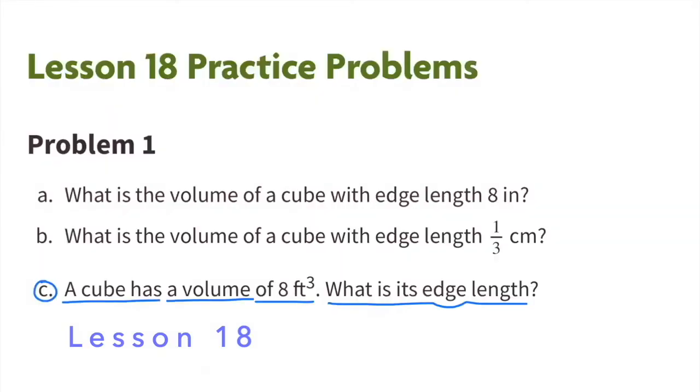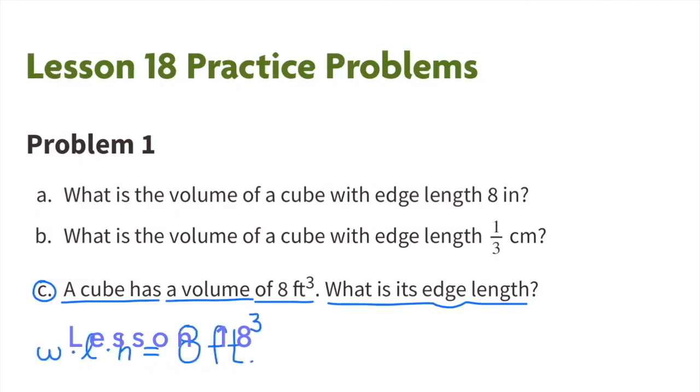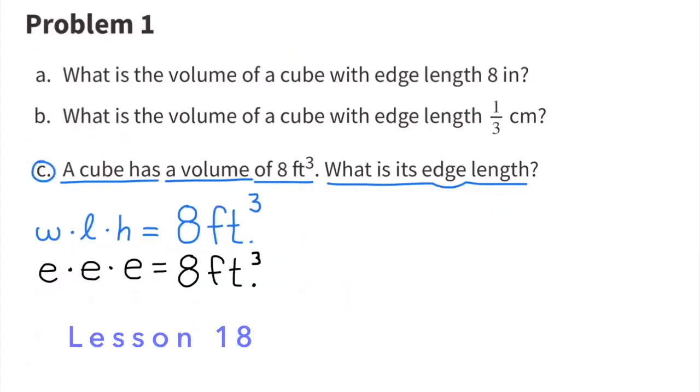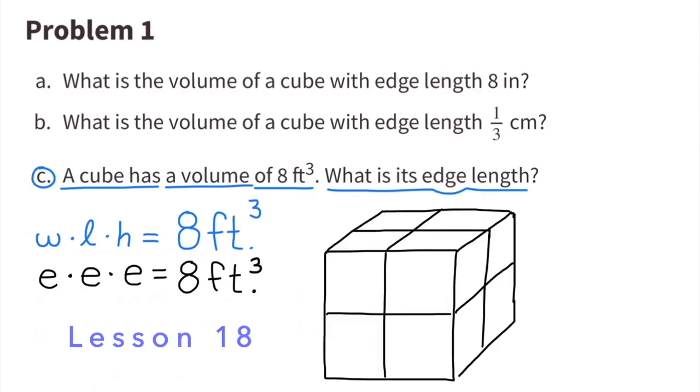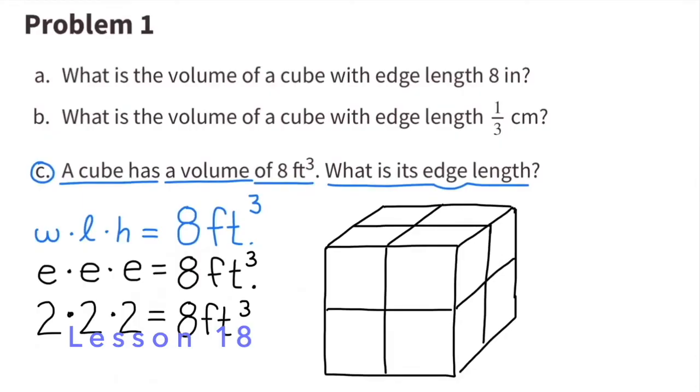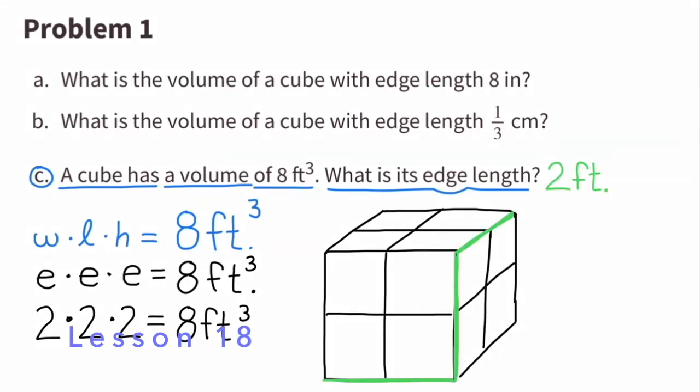C. A cube has a volume of 8 feet cubed. What is its edge length? The width times the length times the height equals 8 feet cubed. The edge times the edge times the edge equals 8 feet cubed. This cube is 2 feet wide, 2 feet long, and 2 feet high. 2 times 2 times 2 equals 8 feet cubed. The missing edge length is 2 feet.